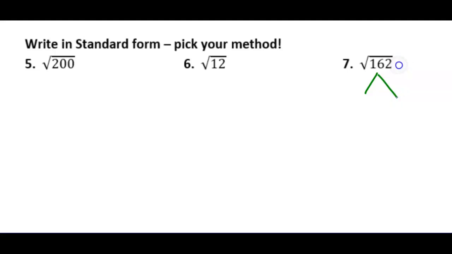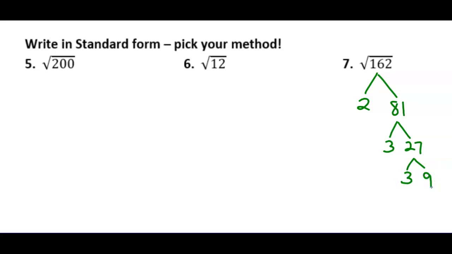So 162 can be divided by 2 because it ends in a 2. So 162 divided by 2 is 81, okay? Can I divide 81 by 2? No. Can I divide 81 by 3? Yes. Okay. Can I divide 27 by 2? No. Can I divide 27 by 3? Yes. What do I get? I get 3 times 9.